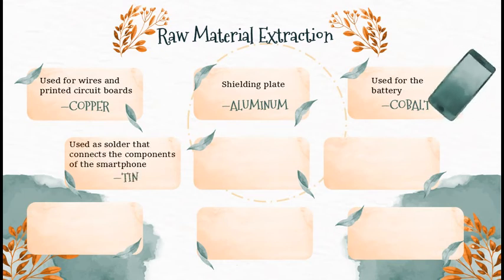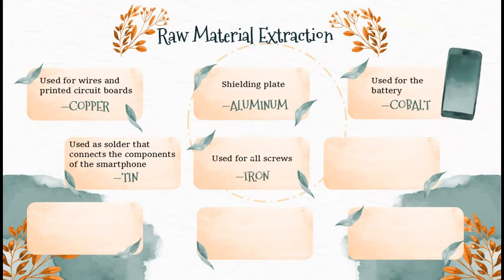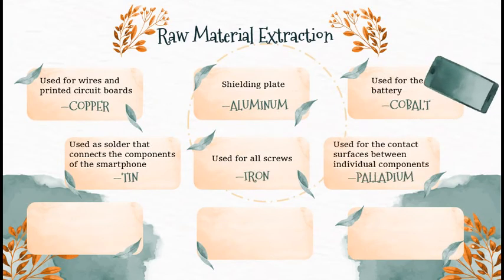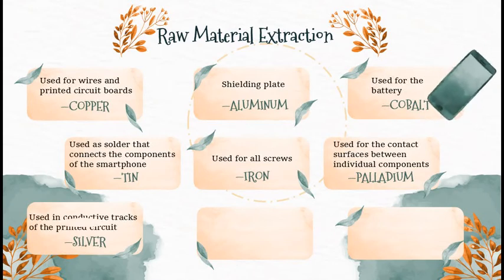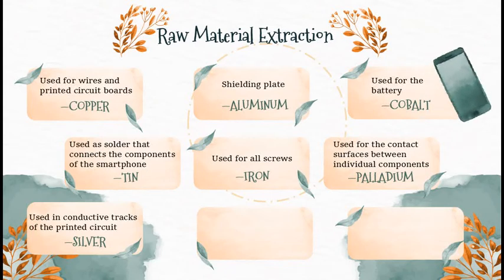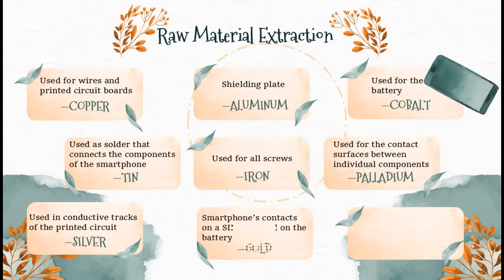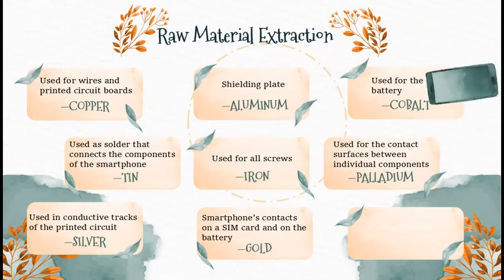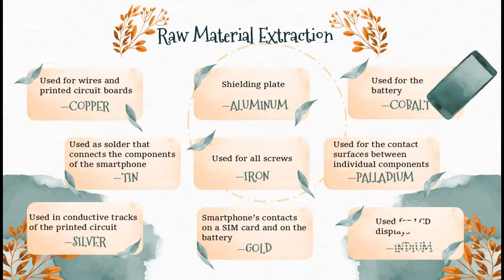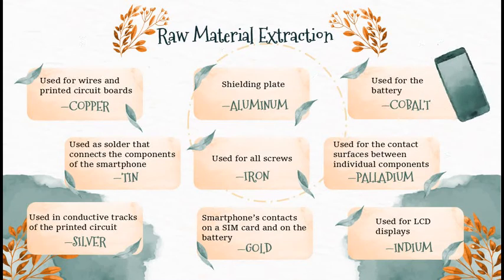Tin used as solder that connects the components of the smartphone. Iron used for all screws in smartphone. Next, palladium used for the contact surface between individual components in smartphone. Silver used in conductive tracks of the printed circuit. Gold used for smartphone's contacts on a SIM card and on the battery. Finally, indium used for LCD displays.